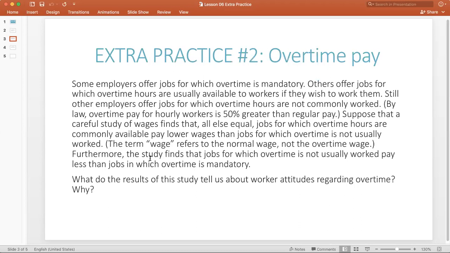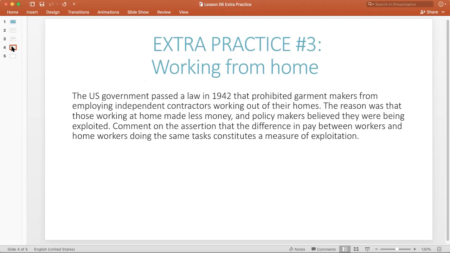It's just conceptual. So moving on to the next one, working from home. The U.S. government passed a law in 1942 that prohibited garment makers from employing independent contractors working out of their homes. The reason was that those working at home made less money and policymakers believed they were being exploited. Comment on the assertion that the difference in pay between workers and home workers doing the same tasks constitutes a measure of exploitation.